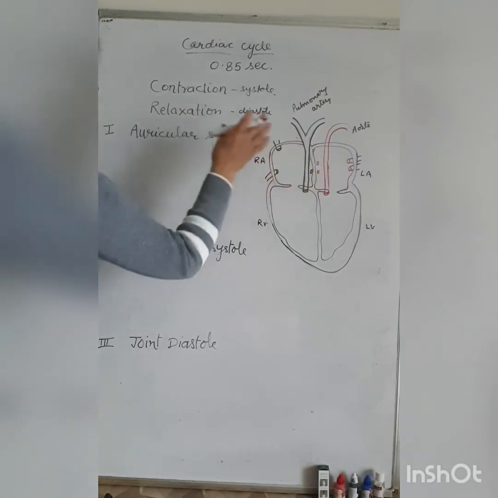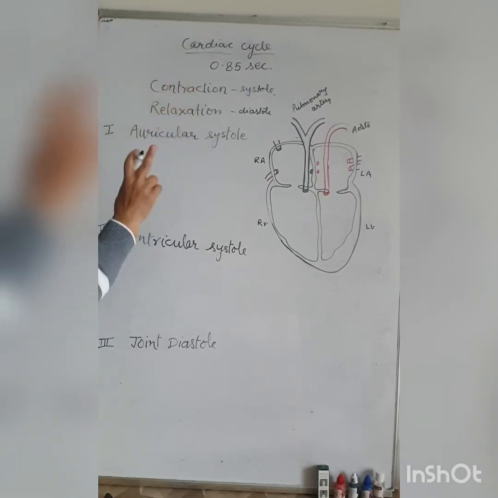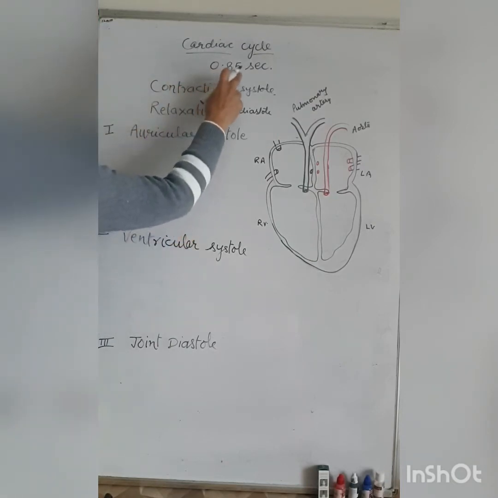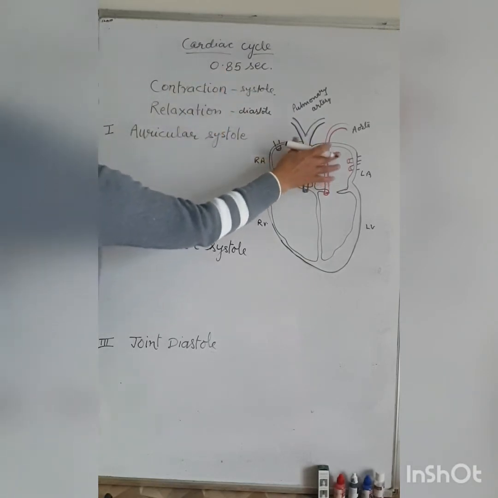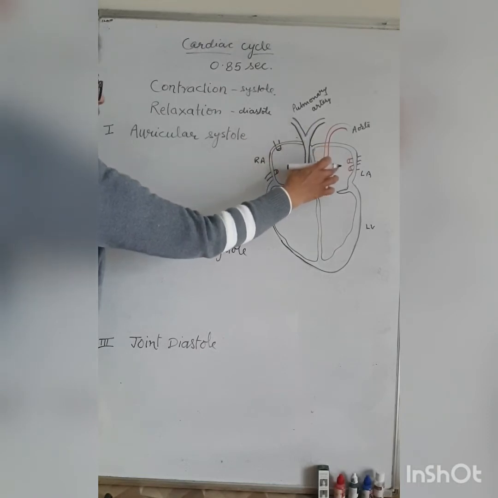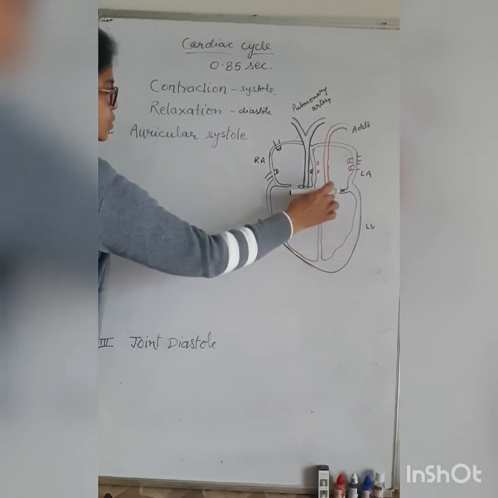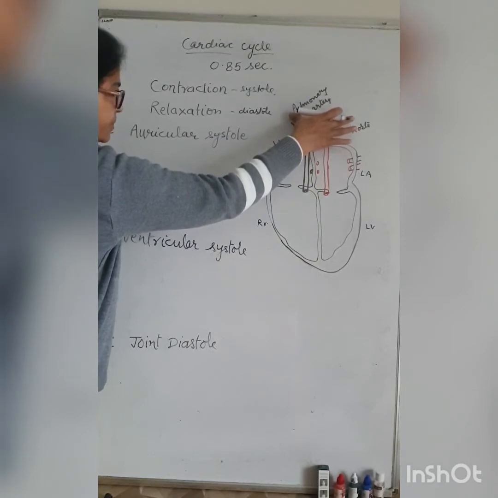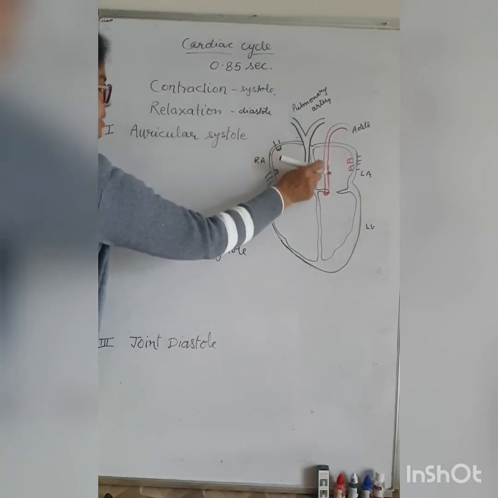One heartbeat, one cardiac cycle, is completed in 0.85 second. During the cardiac cycle, first the auricles contract, both the auricles contract together. And from the auricle, the blood comes into the respective ventricle. And from there, the blood goes to the pulmonary artery and aorta. So the first event is auricular systole.